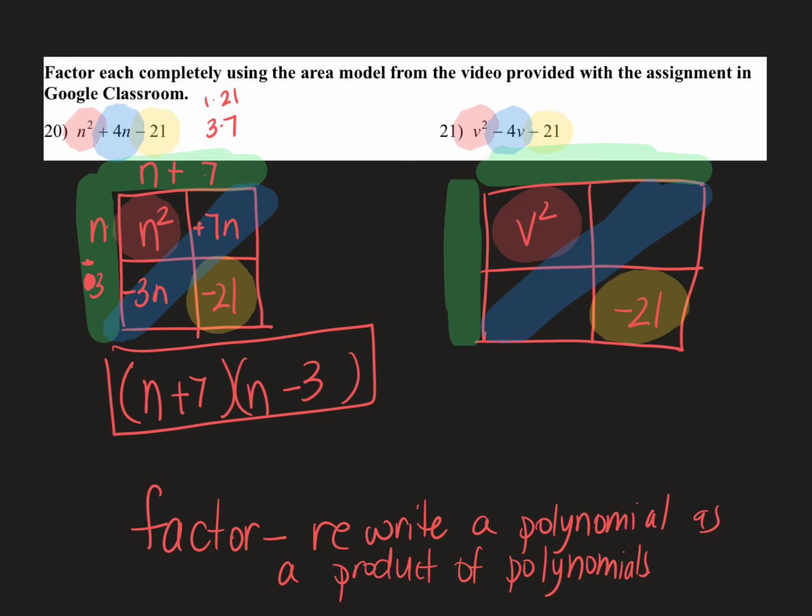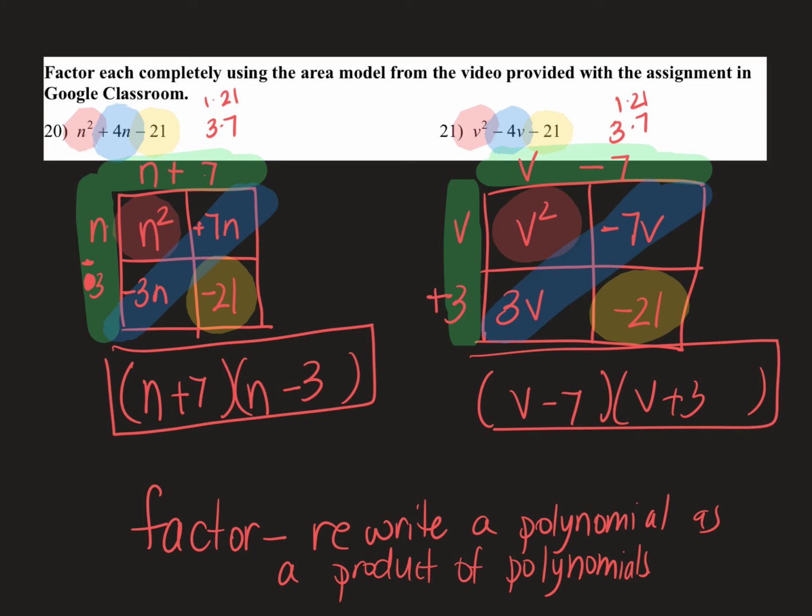Now I want to factor the next one. What can I multiply to get v squared? v times v. And to get negative 21, again we said 1 times 21 and 3 times 7. So I'm going to put minus 7 here and plus 3 here. Negative 7 times v is negative 7v. v times positive 3 is positive 3v. If I add the blue, do I get negative 4v? Yes, you do. So my answer is the product of v minus 7 times v plus 3. And that's my answer to number 21.